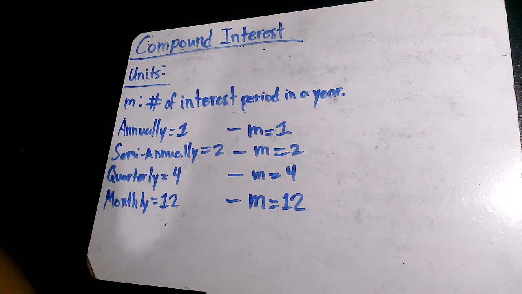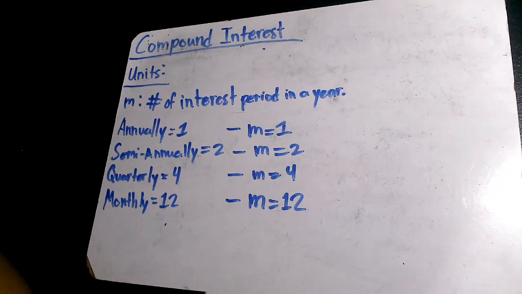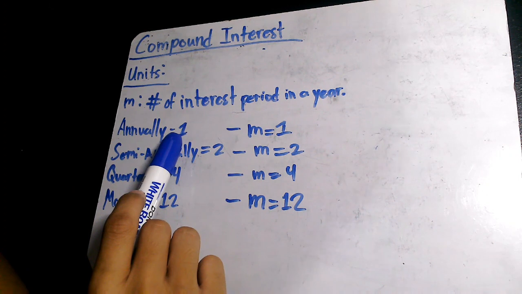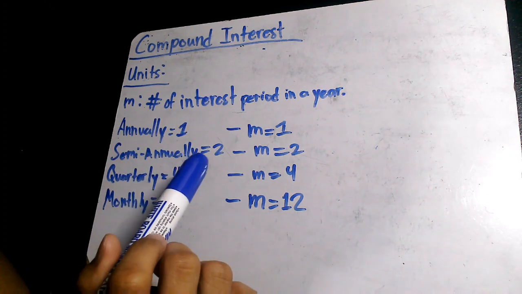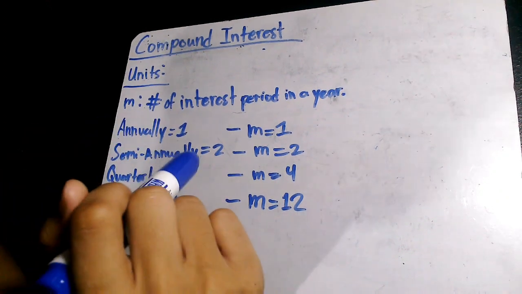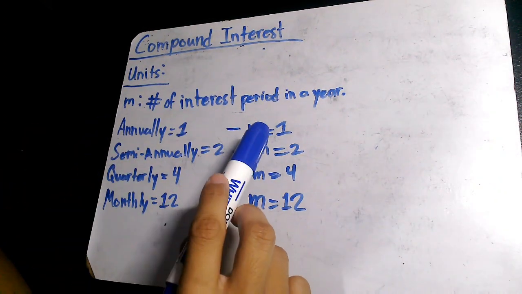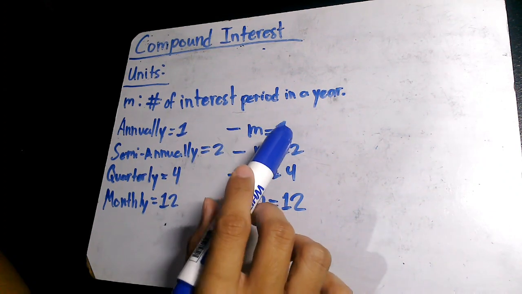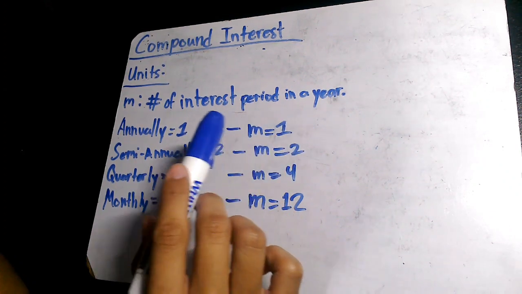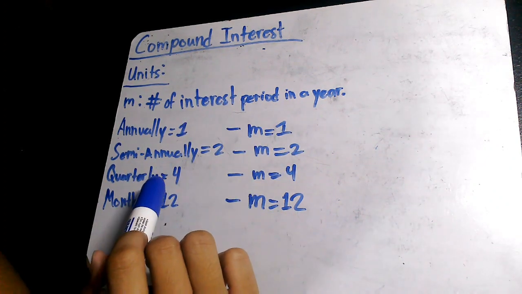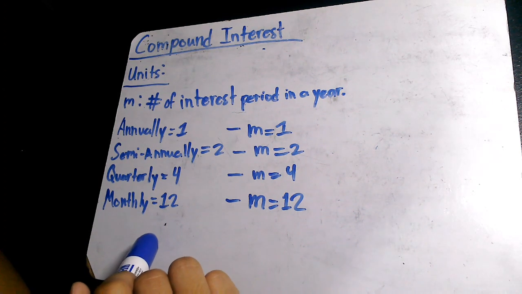For you to better understand what M is, M can be determined by annually, which is a year, and when you will write M, if you have determined what M is and you will write it, it will be always in this form, where M is equal to the number of interest periods in a year, like annually, semi-annually, quarterly, and monthly.